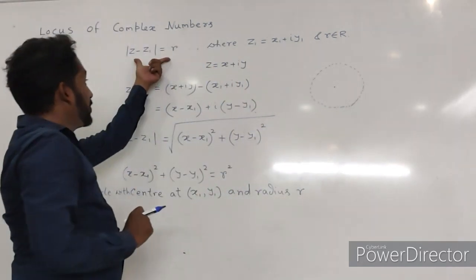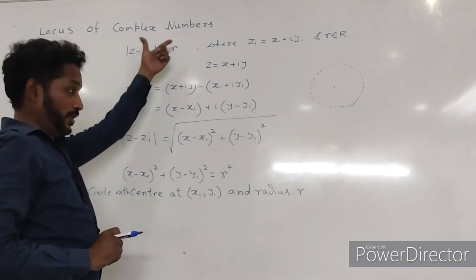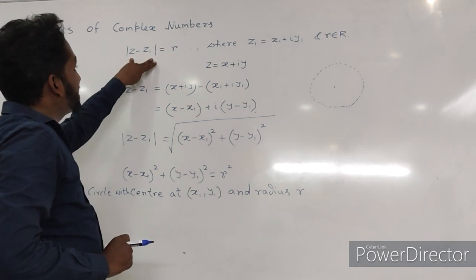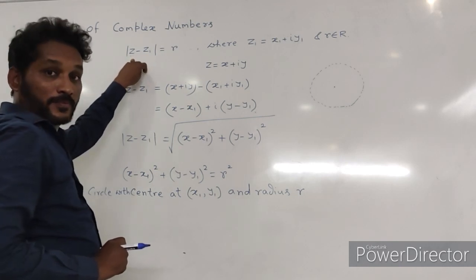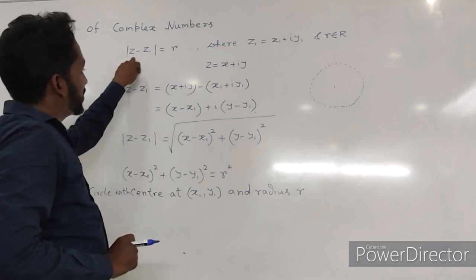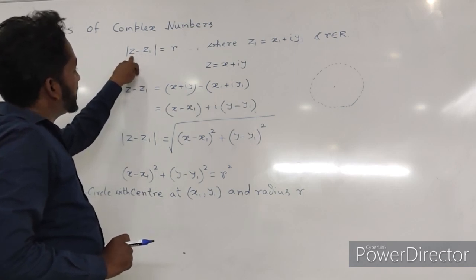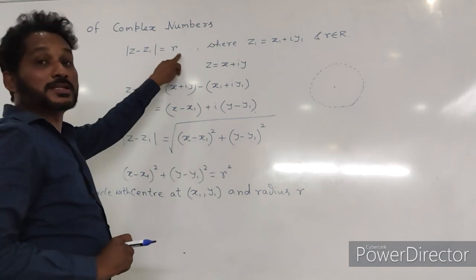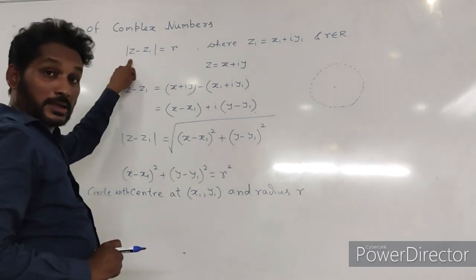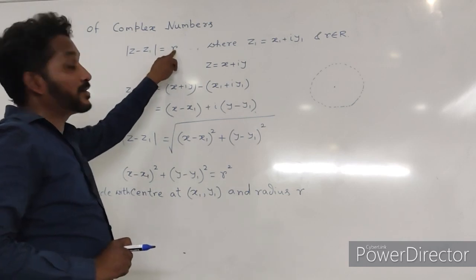That is another way by which we can explain the same thing without all these calculations. Here this equation is representing that z is moving in such a way that the locus of z is a circle. Z is moving in such a way that its distance from z1 is always equal to r. So the locus of z is a circle with center z1 and radius r.